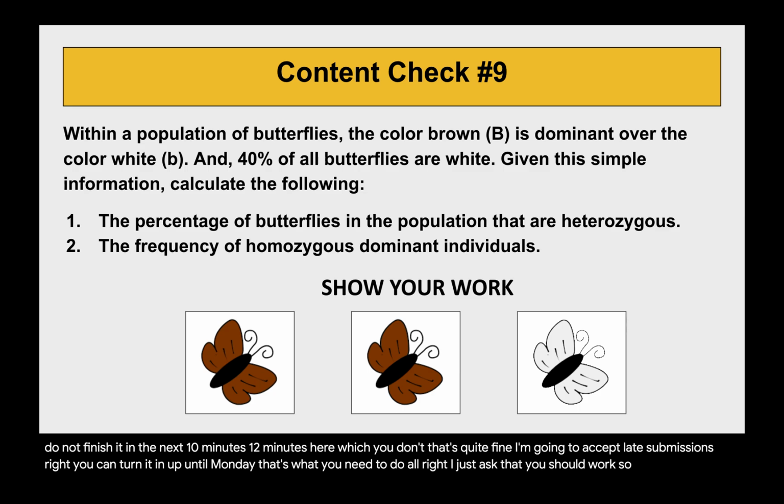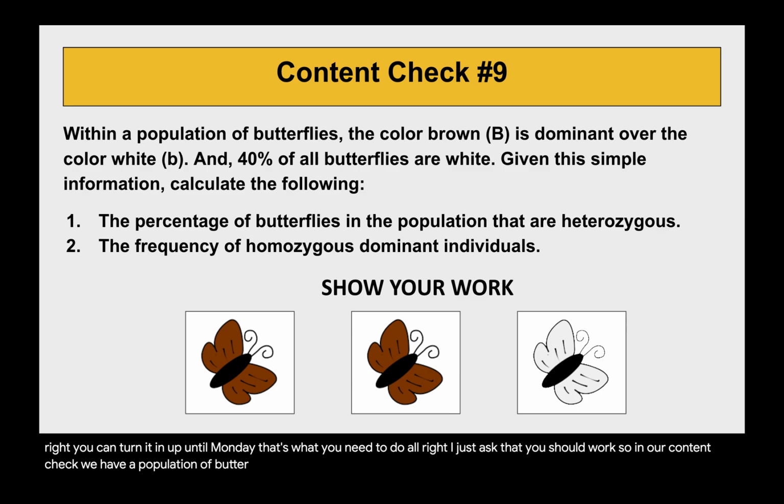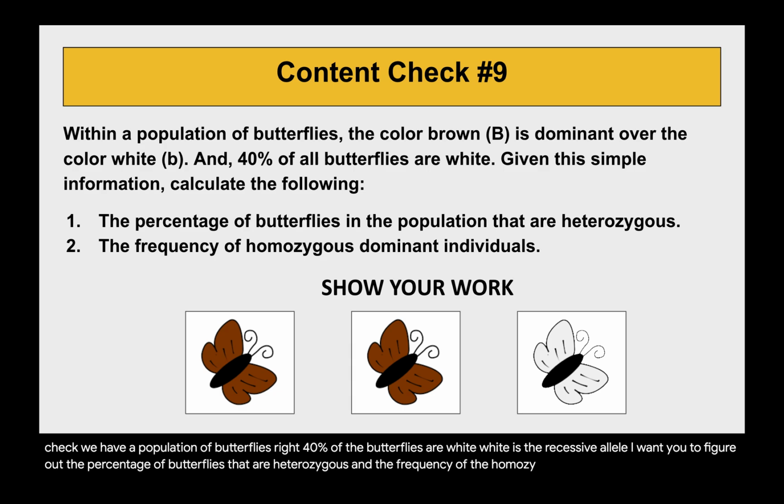In our content check, we have a population of butterflies. 40% of the butterflies are white, and white is the recessive allele. I want you to figure out the percentage of butterflies that are heterozygous and the frequency of the homozygous dominant individuals.